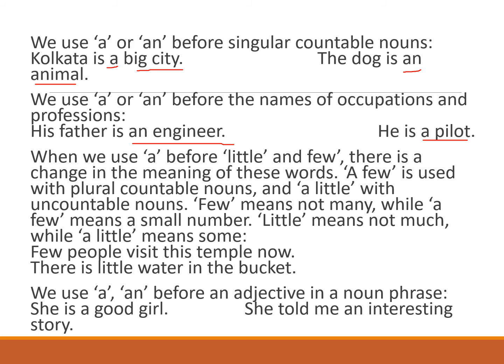So you should not think that we should use only "an" before "engineer" every time. Not like that. The first time, when we are not definite about the engineer, we can use "an". And when you talk about the same engineer for the second time, you should use "the engineer". Okay children? Yes. Same way for pilot also.